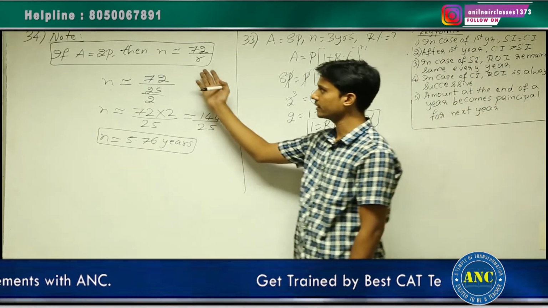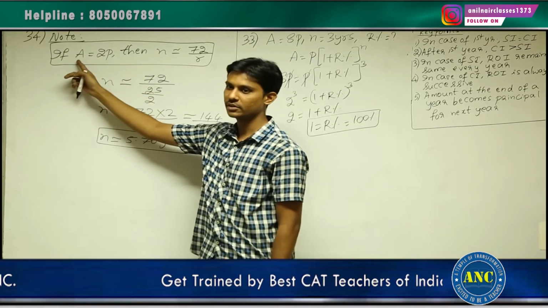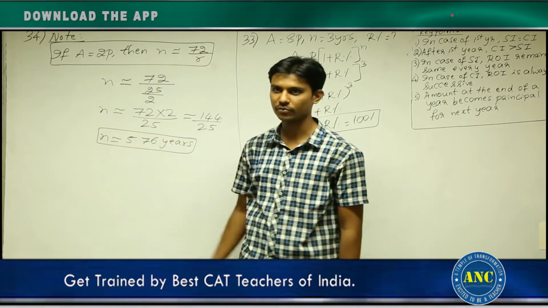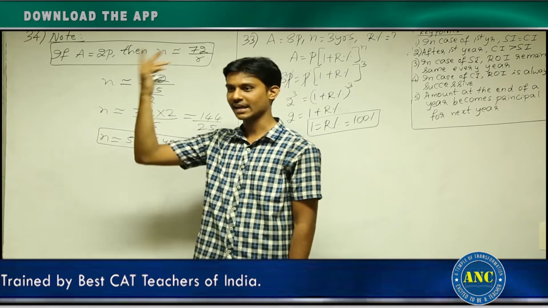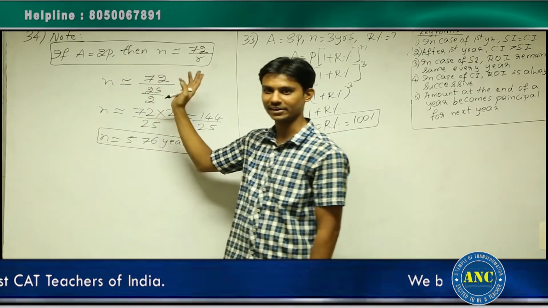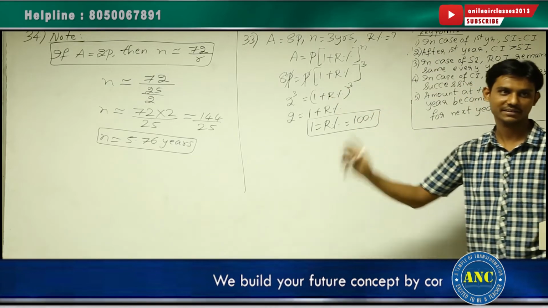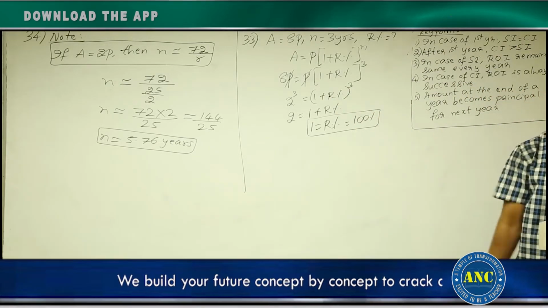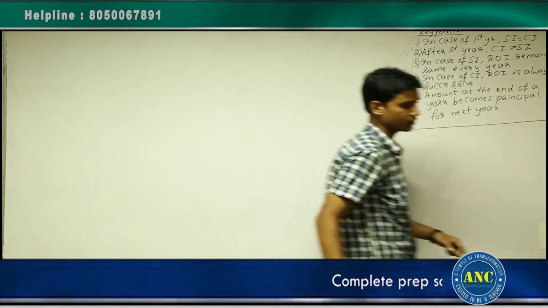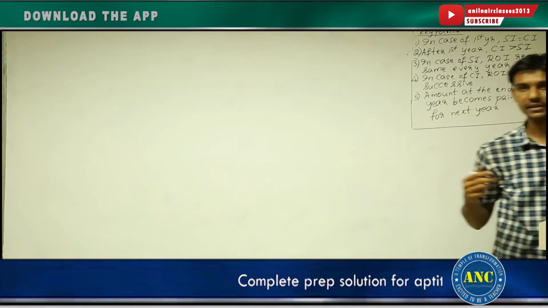If you want, how did you get this? Amount is nothing but principal into 1 plus r percentage to the power of n. Take logarithm, again take anti-logarithm, do all the calculations, you will get it. Okay, instead of all those things, just remember it. However simple, it is applicable to you. Please see the 35th question.